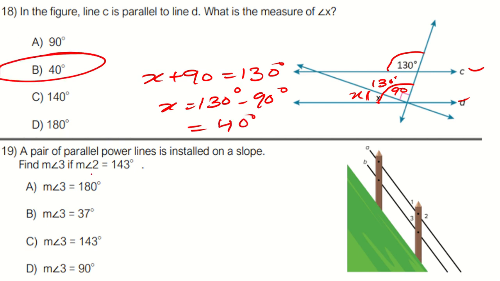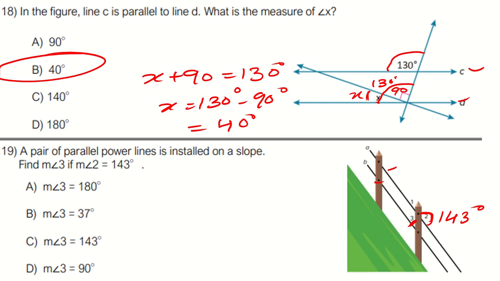Now, next question. A pair of parallel power lines is installed on a slope. Find the measure of angle 3 if the measure of angle 2 is 143. You see, this angle is given as 143, and the measure of angle 3 may be this one, because they have not mentioned it clearly here. So I think this is this acute angle.